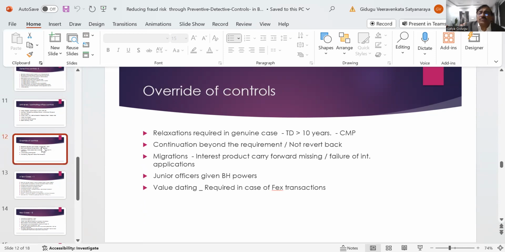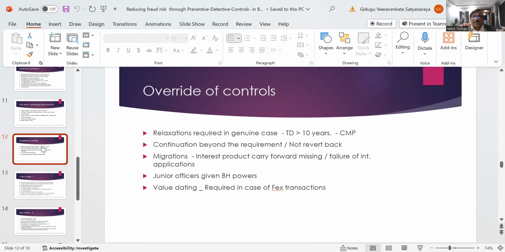Override of controls, I told you, the manager will override. Value dating is required for trade finance transactions for one day. Yesterday funds came to your Nostro account in London, and today you are giving them to your customer. So yesterday itself you have to give the Nostro account value dating. But giving a value date 4 days back is wrong. So value dating is very funny. Be careful and cautious.